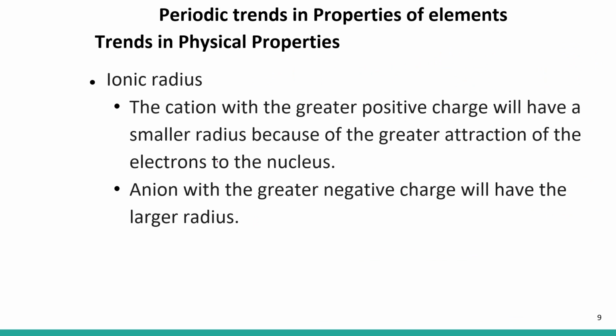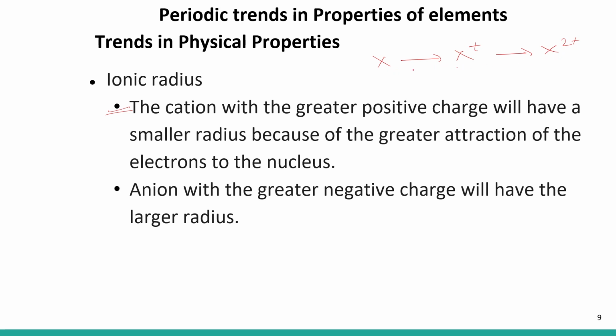Now, next. Okay, so the cation with a greater positive charge will have a smaller radii. So it is obvious. Suppose you have a parent atom X, then you have X plus, then you have X2 plus. You are removing electrons consecutively. So remove one electron, you get X plus. You have removed one more electron, you have got X2 plus.